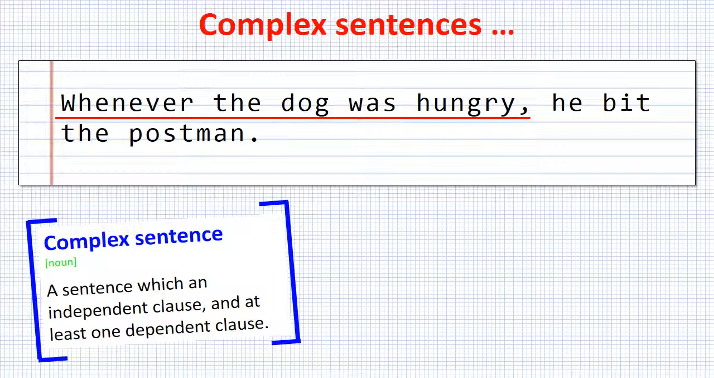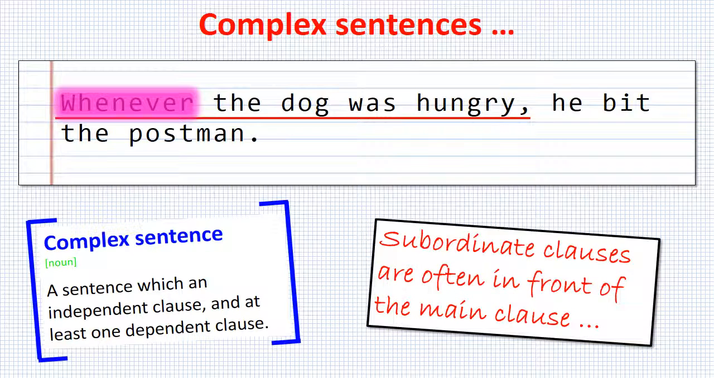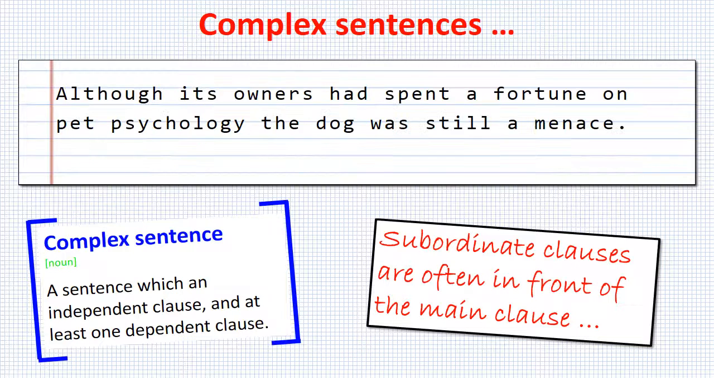Here is the conjunction. Now this is a subordinating conjunction. That is a conjunction that connects a subordinate clause. Notice that subordinating conjunctions are often at the beginning of the sentence. Here are some more examples. Can you identify the conjunctions in these sentences?